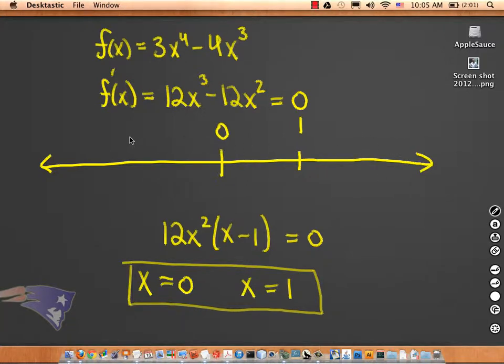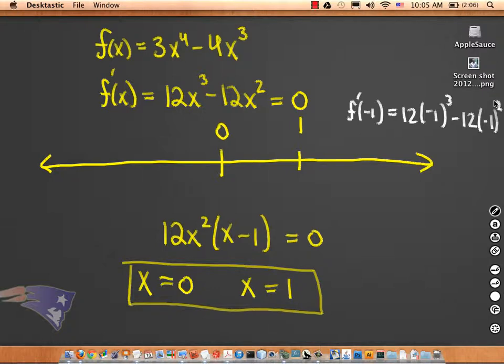So all I do is I plug in a number that's less than 0 first, and I plug it into the derivative, not the original function. I put it into the derivative because the derivative is going to tell me whether it's increasing or decreasing. So what's a number less than 0? -1. So we plug -1 into the derivative. And so what is f prime of -1? Well, it's 12 times -1 cubed minus 12 times -1 squared.